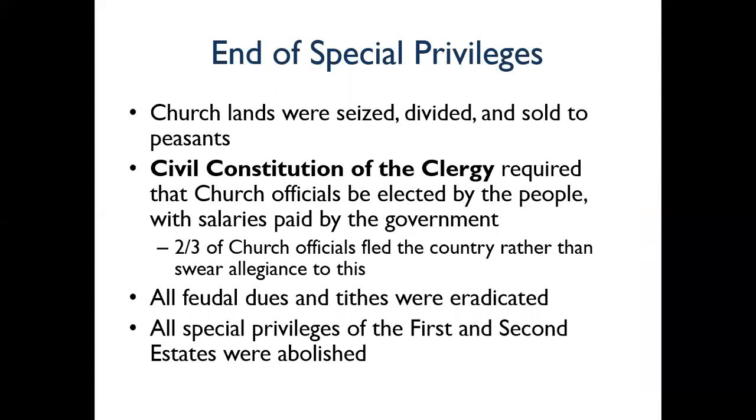The Civil Constitution of the Clergy required that church officials be elected by the people, with salaries paid by the government. Two-thirds of church officials fled the country rather than swear allegiance to this. They were told that the church officials were to be elected by the people, and when this came, two-thirds of them fled away.